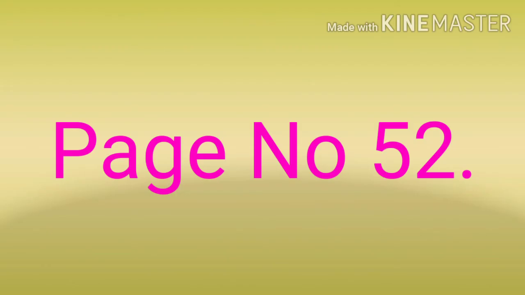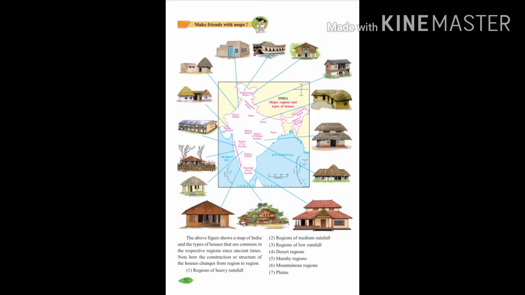Now students, let's turn to textbook page number 52. On page number 52, you will see a map of India where major regions and the types of houses have been highlighted. The above figure shows a map of India and the types of houses that are common in the respective regions since ancient times. Note how the construction or structure of the houses changes from region to region.